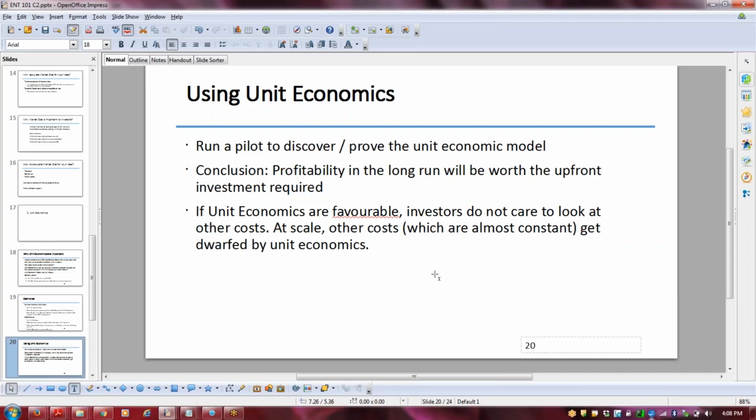And if unit economics are favorable, then investors don't look at other costs, particularly the salary cost. Even if you have huge salary cost, but if you show a unit economics where you have some profit, even if it is small, it's fine. Because what it shows is that with scale, you can bring down all other fixed costs like salary, and then you can make a killing. You can make a lot of money.